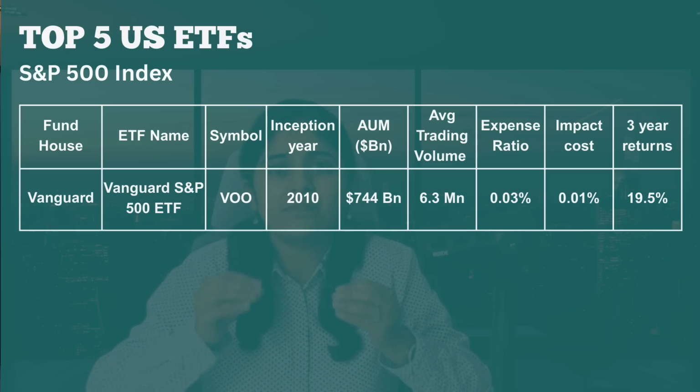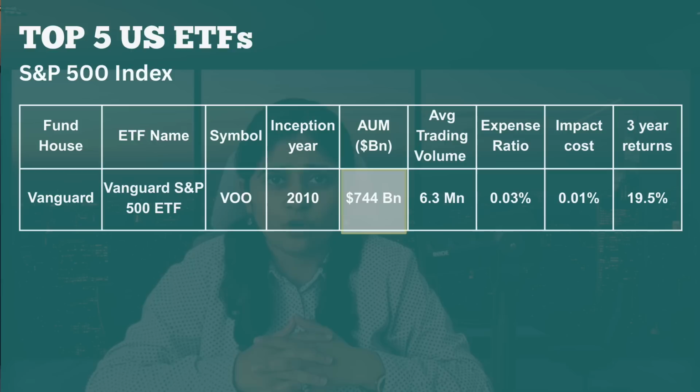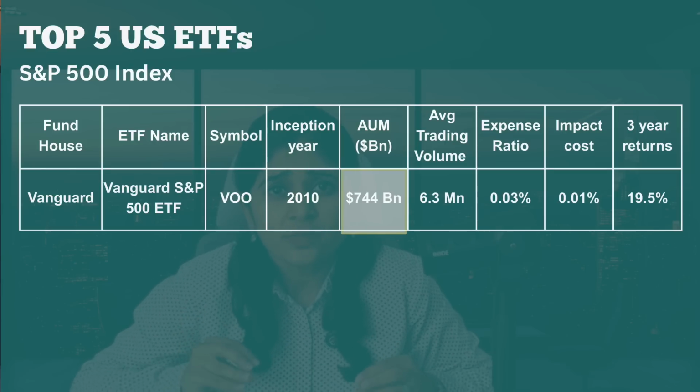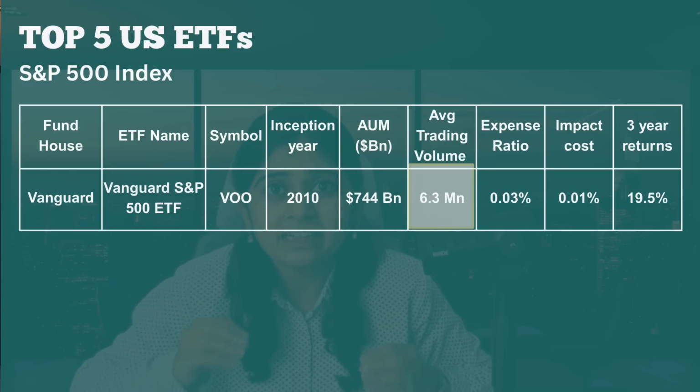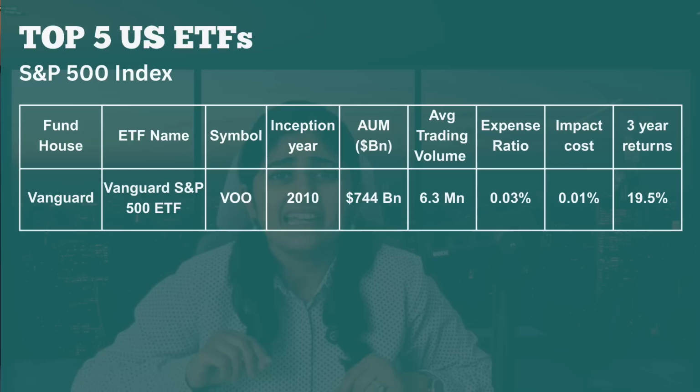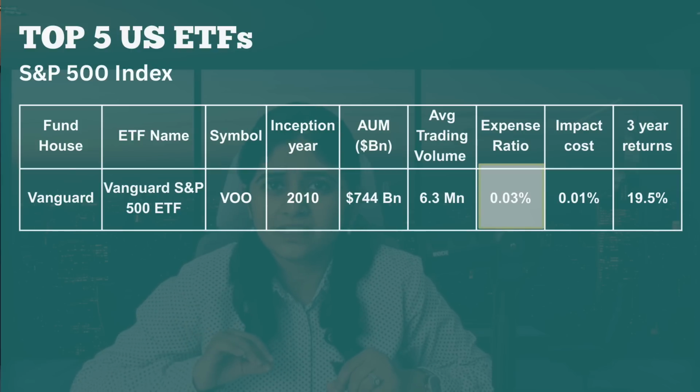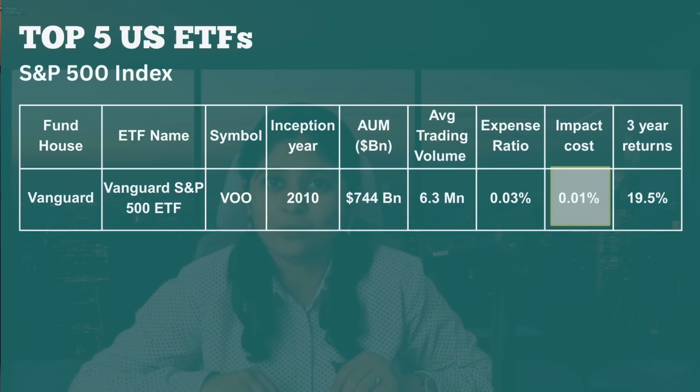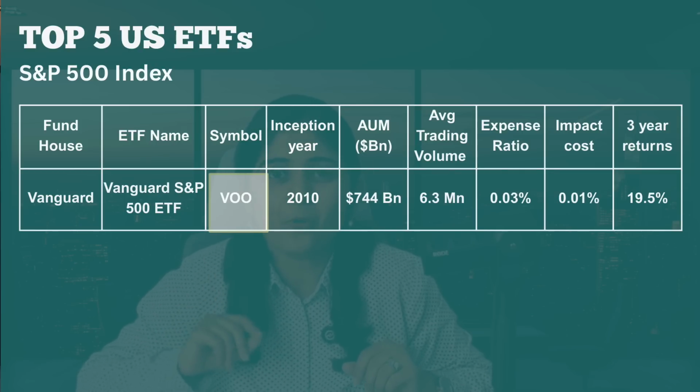First is Vanguard S&P 500 ETF, which has the highest AUM of $740 billion. Its traded volume is also sizable at 6 million ETF units per day. Expense ratio of 0.03% is also super low. Even the impact cost is 0.01%, which is negligible. Its ETF symbol is VOO.